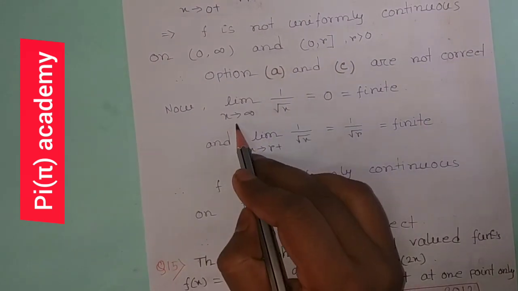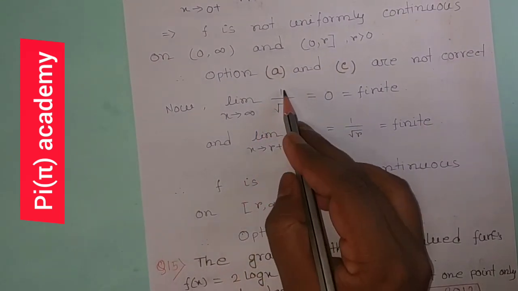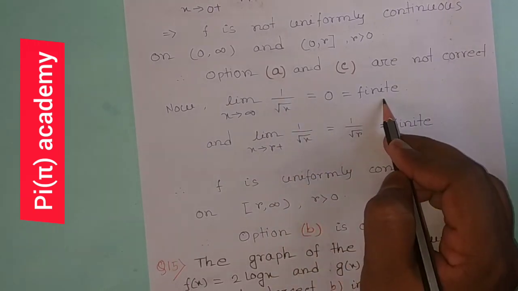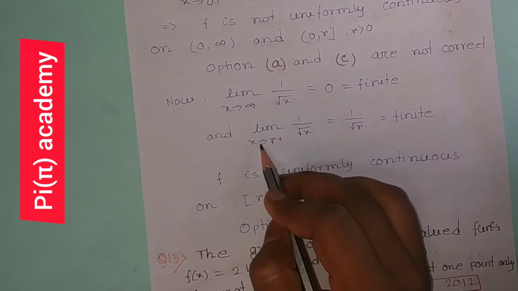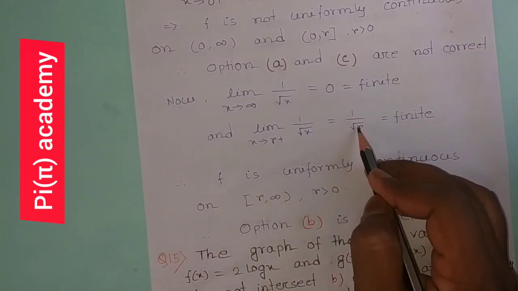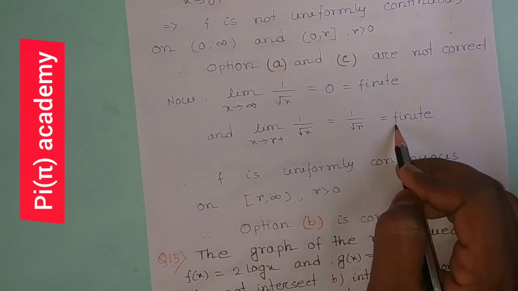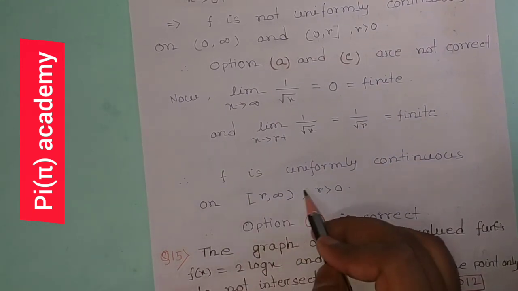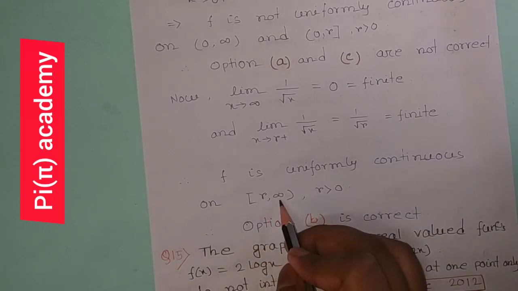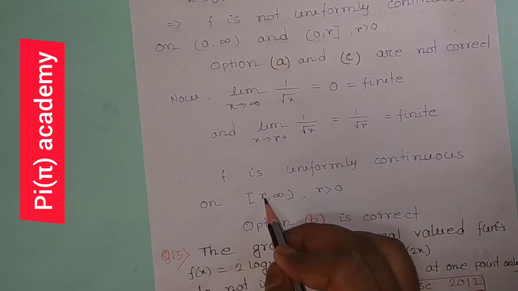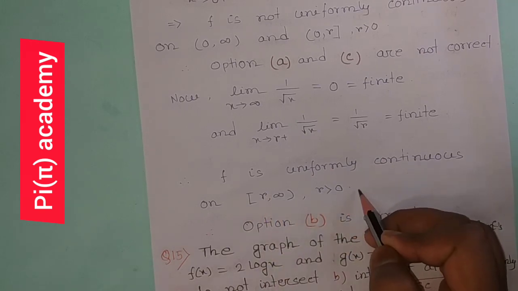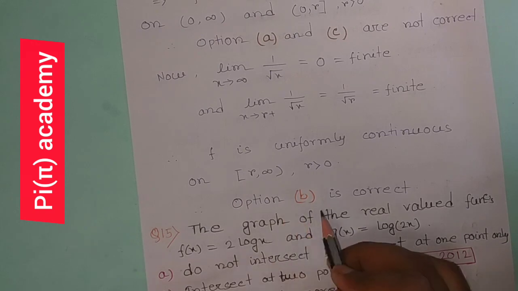Now the limit as x tends to infinity of 1 divided by root x equals 0, and it is finite, and also the limit as x tends to r positive of 1 by root x equals 1 by root r. This is also finite. Therefore f is uniformly continuous on [r, infinity), that is the semi-open interval, where r greater than 0. Therefore option B is correct.